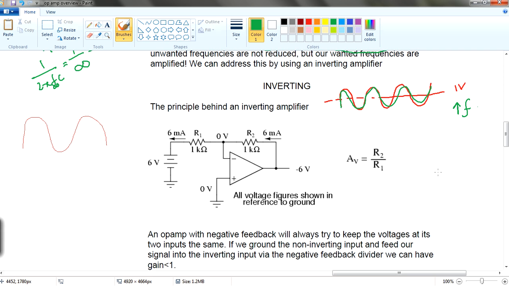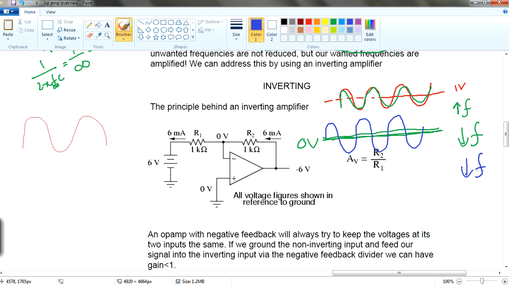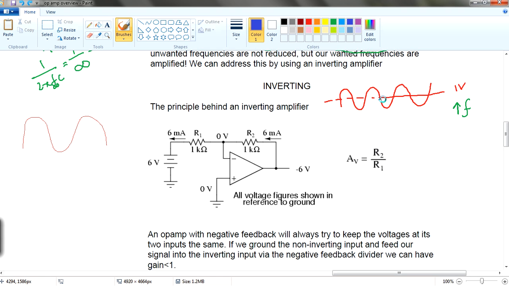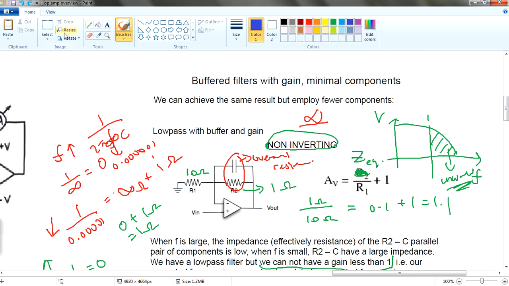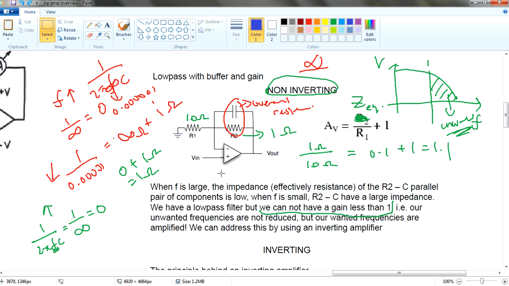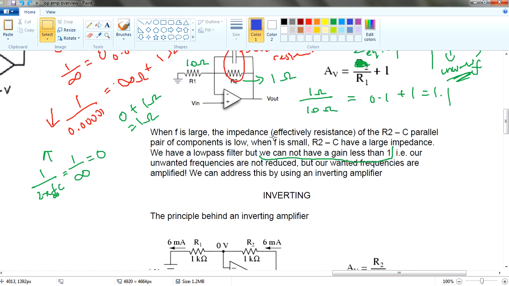So objectively, at high frequency, you want flat out 0 volt. As your frequency decreases, you can have a higher signal, and as it becomes more and more lower, you will have more and more amplified output. This is what the low pass system is trying to do. In this case, the non-inverting amplifier cannot do that. I don't want to repeat again.